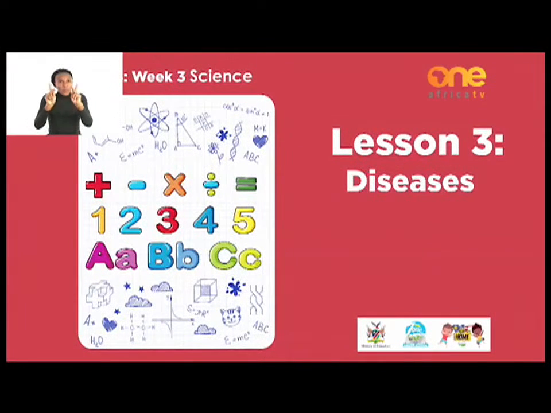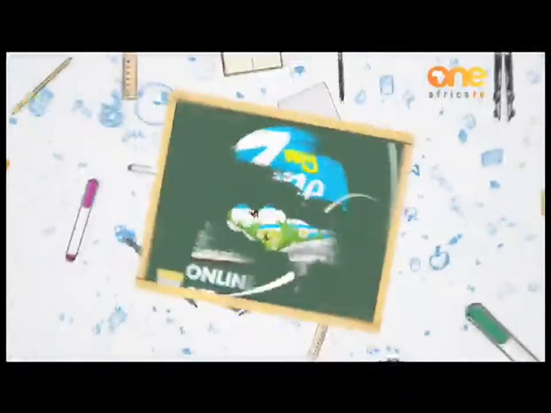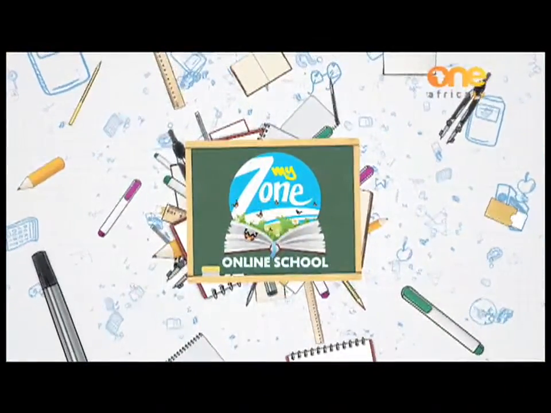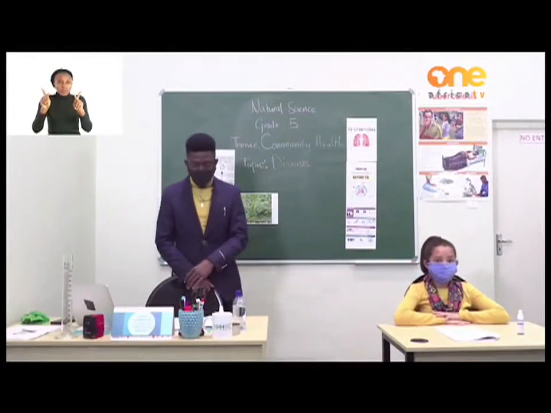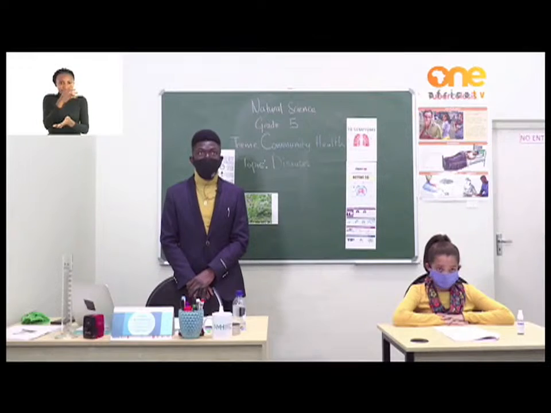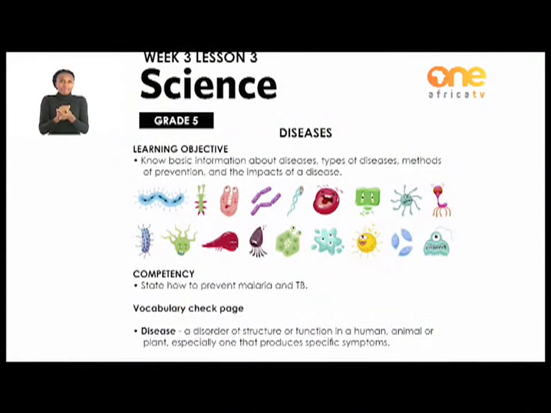Right. Today's lesson is on diseases. All right, grade 5s. Let us turn to page 19 for today's lesson. Our learning objective for today is more basic information about diseases, types of diseases, the methods of prevention, and the impacts of a disease. Our competency for today is state how to prevent malaria and TB.